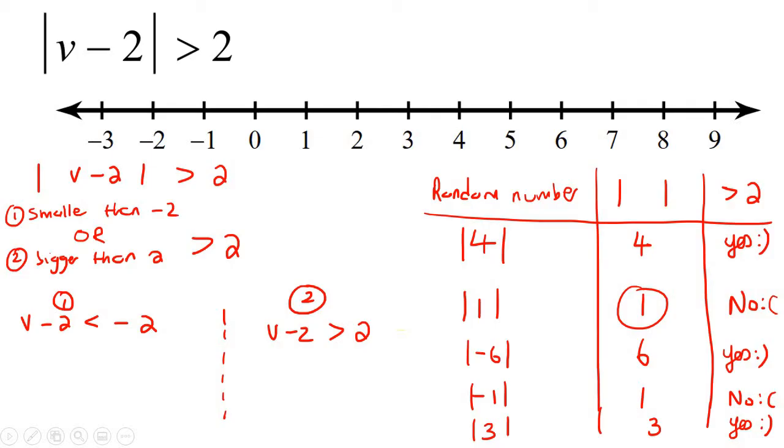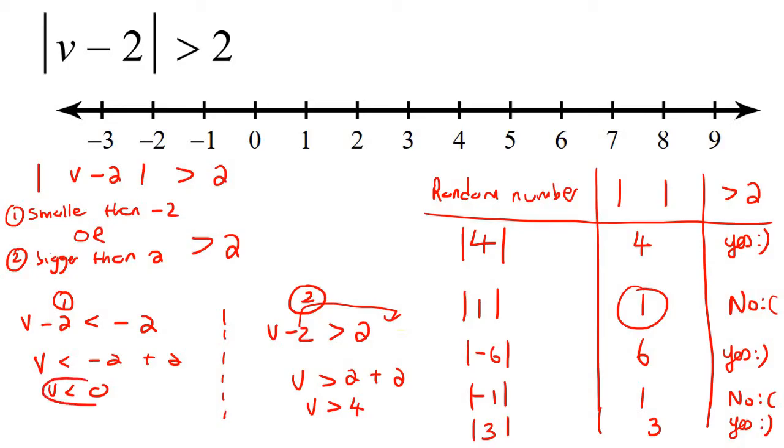We're going to do quite a lot of examples in this lesson. So we're just going to solve now. We're going to take this -2 over to the other side, and so that means -2 plus 2, and so V would be smaller than 0. And then for this one, you're just going to take this -2 over to the other side, like that, and so we get that over there. So what this tells us is that V is smaller than 0.